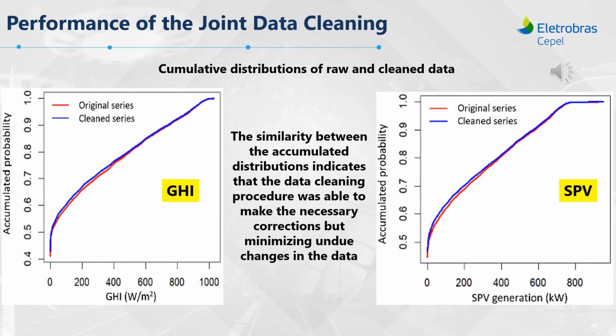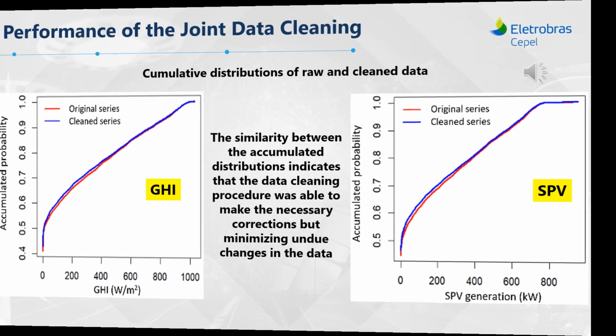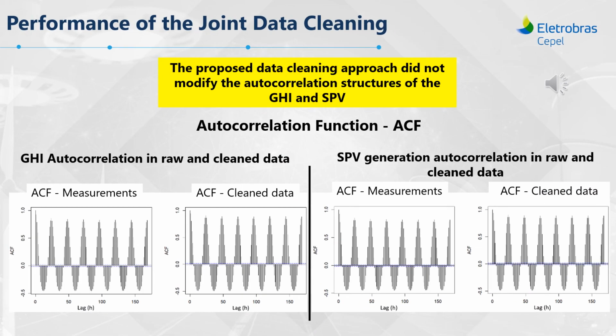These plots show the cumulative distribution of raw and cleaned data. The similarity between the accumulated distributions indicates that the data cleaning procedure was able to make the necessary corrections, but minimizing undue changes in the data. As expected, the GHI and SPV generation time series show a clear daily seasonal pattern indicated by the autocorrelation functions. Note that the data cleaning approach did not modify the autocorrelation structure of GHI and SPV generation.